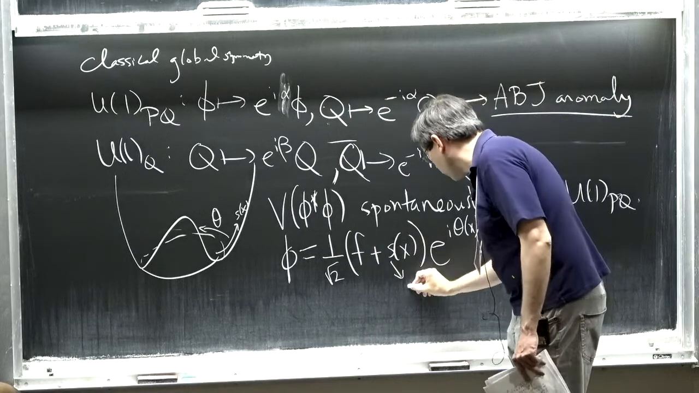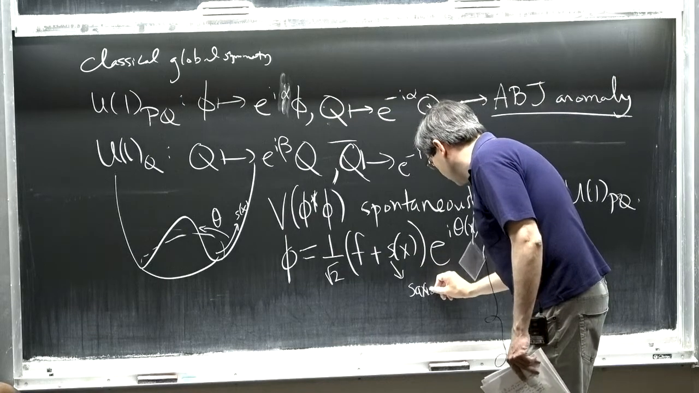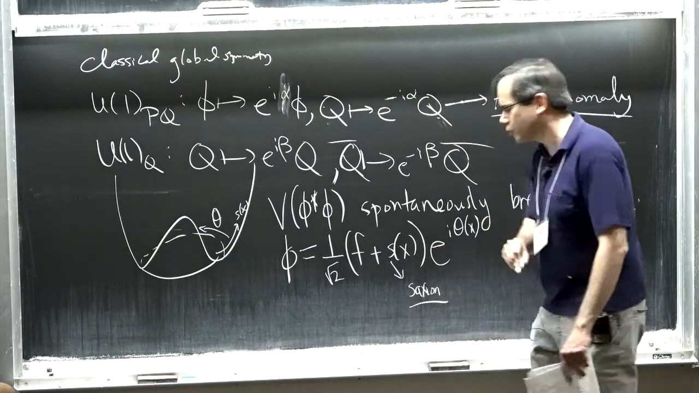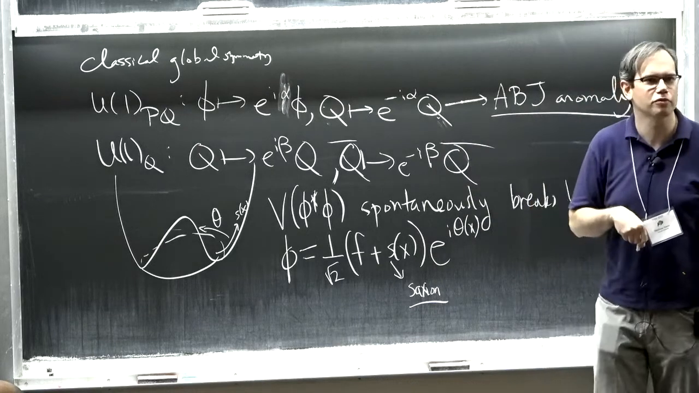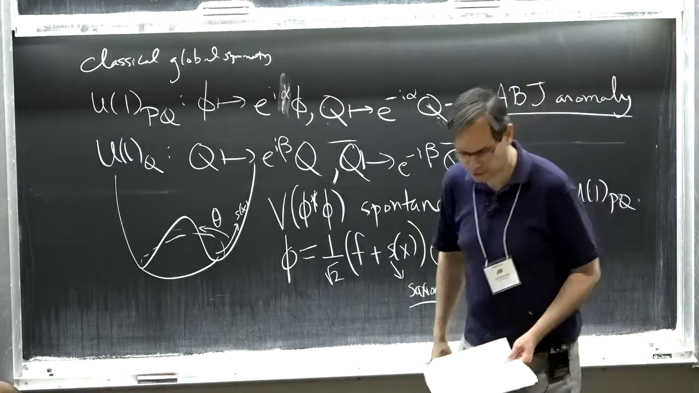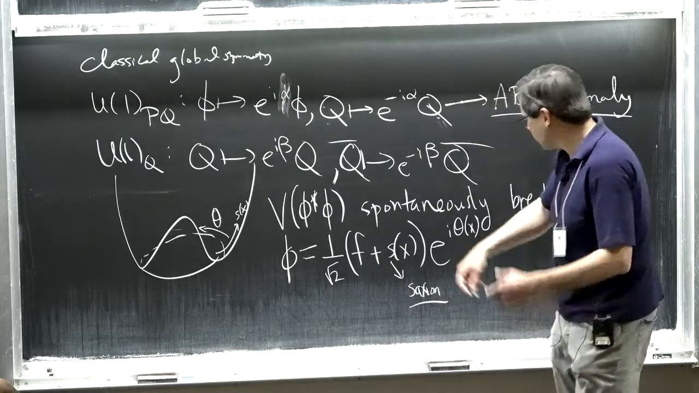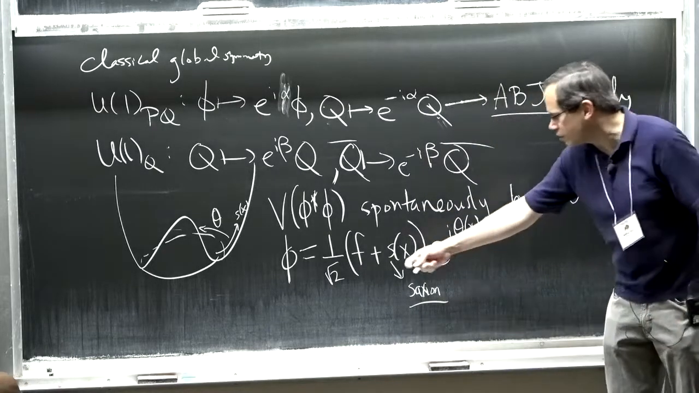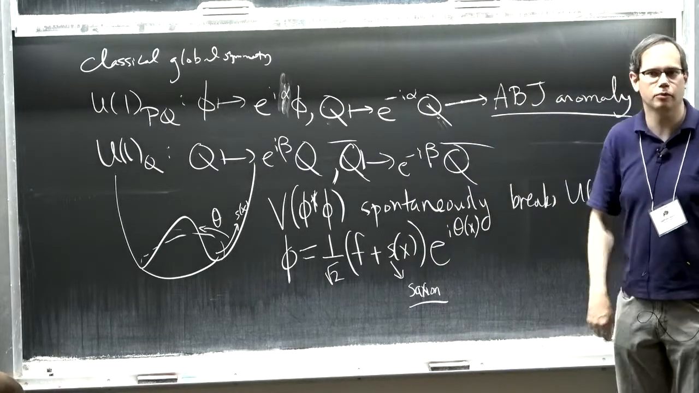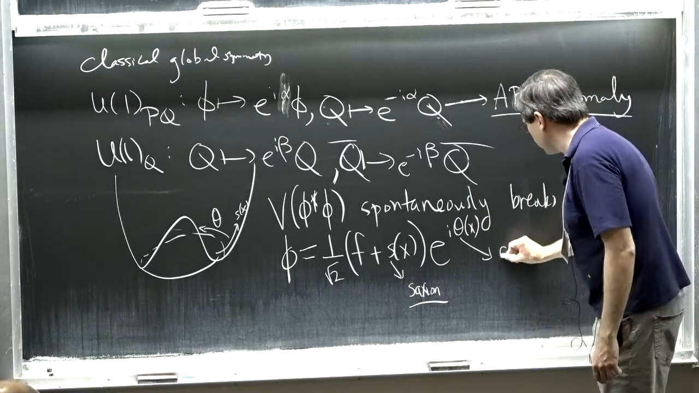And the mode s is the mode that goes up the hill away from the minimum. s is sometimes called a saxion. This terminology originated in supersymmetry, where people put s's in front of lots of things to mean the scalar that goes along with something else. But we could use that language even in the non-SUSY context here. This is a scalar that came along with the axion. And theta is an axion.